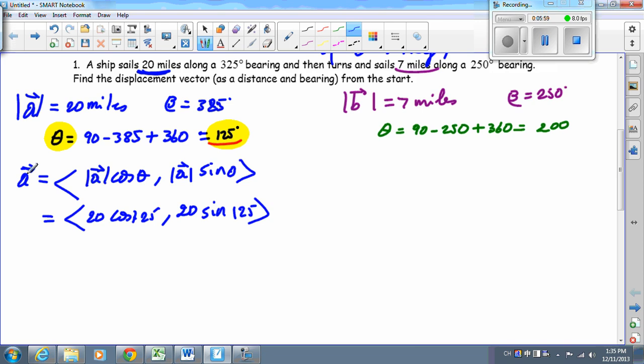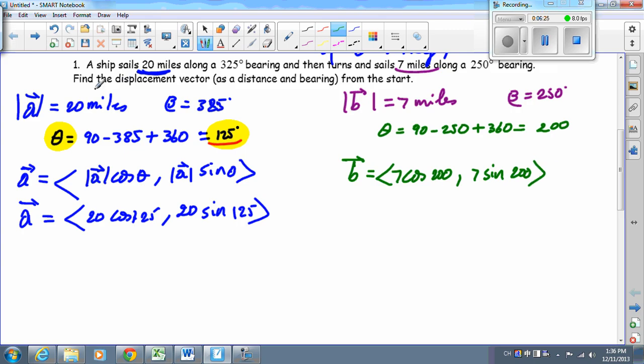Well, that's not my goal. My goal is not just to find A, so I will not go ahead and put this on the calculator yet. You will do the same thing for B, and you will end up with the vector B equal to, instead of 20 as the previous one, 7 times the cosine of 200 and 7 times the sine of 200.